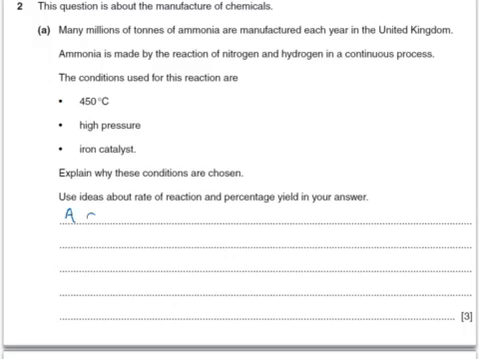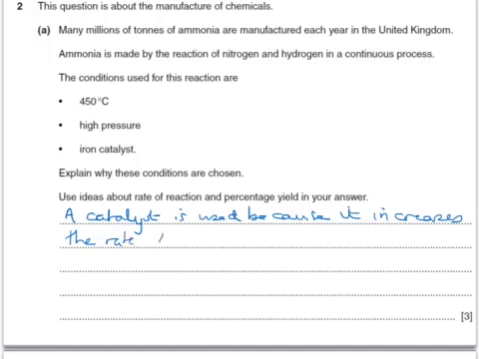Now, a catalyst is used because it increases the rate. A high pressure increases the yield of the reaction.